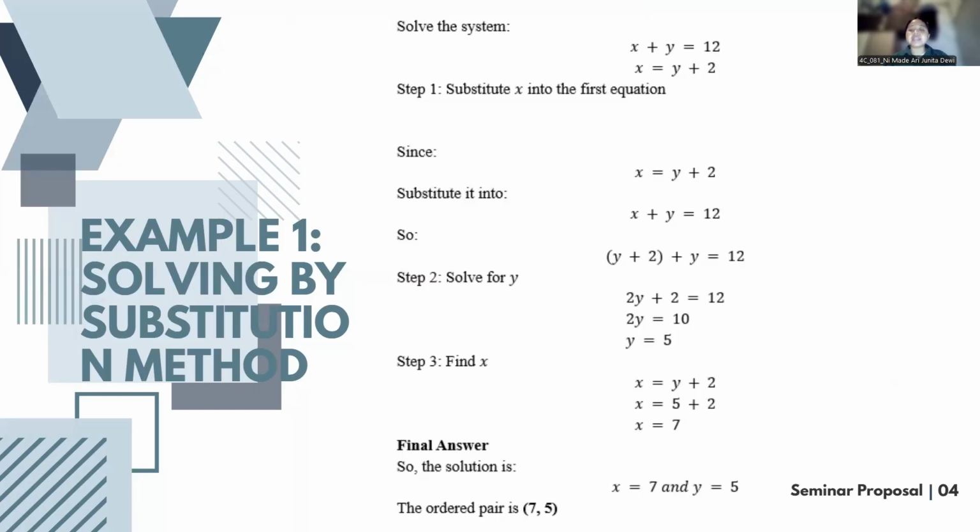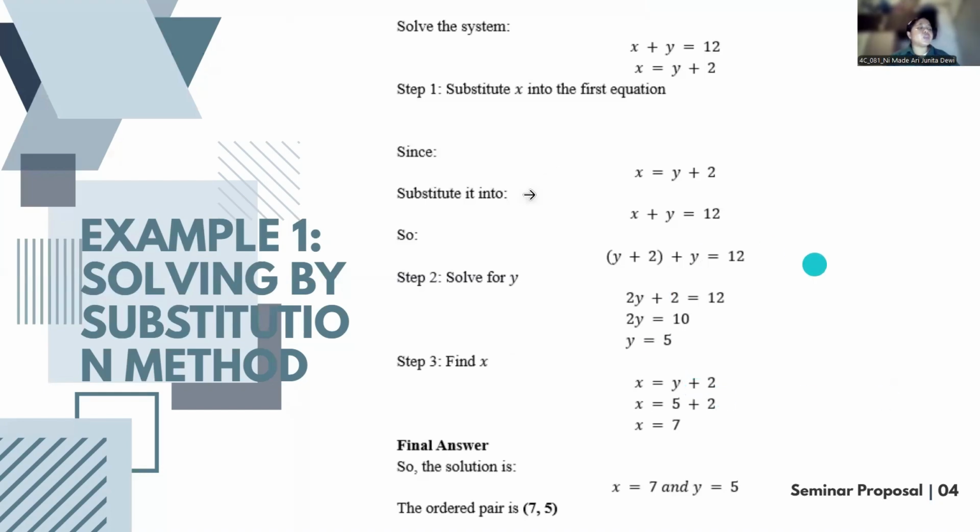We use the equation x = y + 2 and substitute y with 5. So x = 5 + 2 and therefore x = 7. So the solution is x = 7 and y = 5. The ordered pair is open bracket 7, 5 close bracket. And this is called substitution because we replace one variable with another expression.